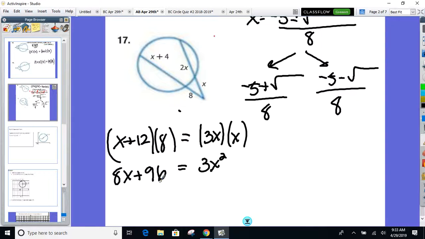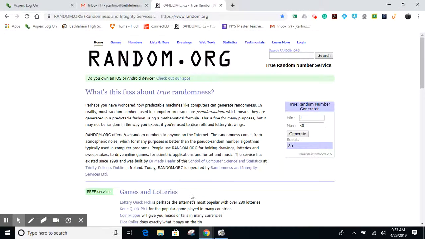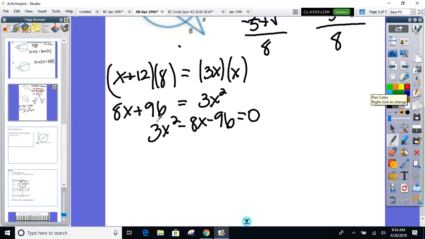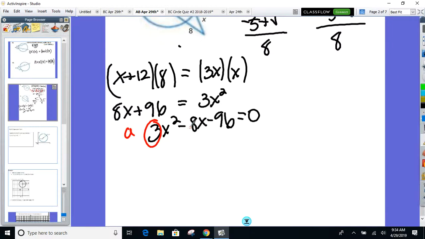Which side would you move over here? Which side would you move over? Probably the 8x plus 96, so this doesn't become negative. And then here we go. I'll ask somebody for my last question here. What's your A value? B value? And C value? There it is, quadratic formula.